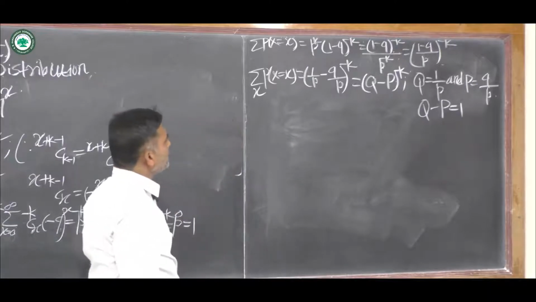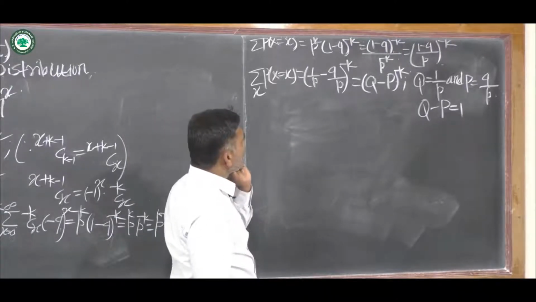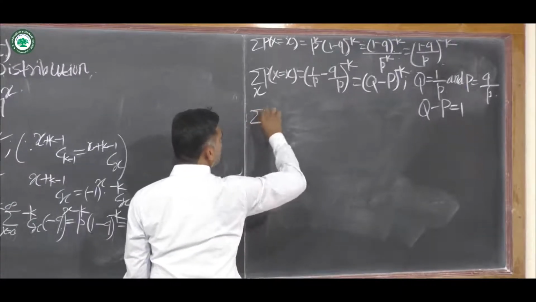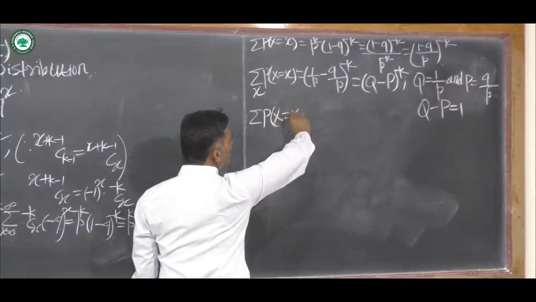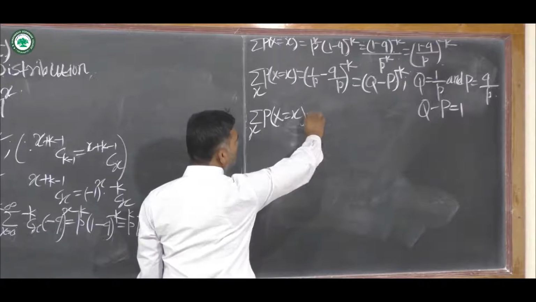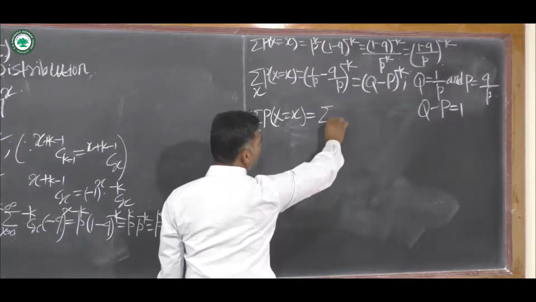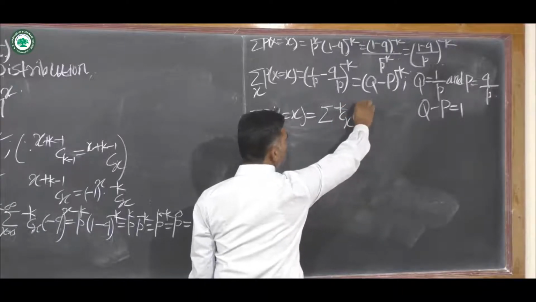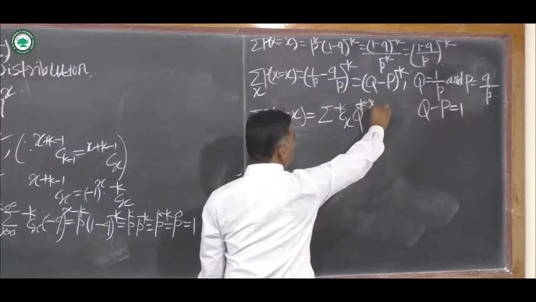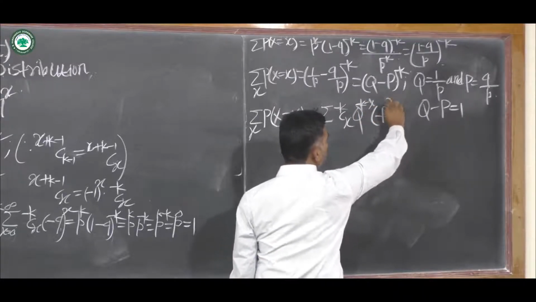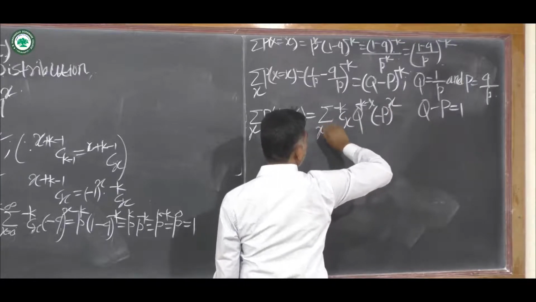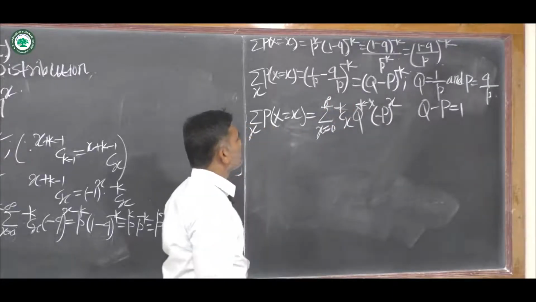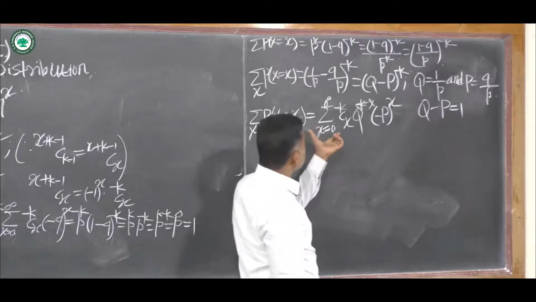Okay, then by using the binomial theorem, the summation of probability of X equal to small x is equal to the summation of minus k C x into q raised to minus k minus x into minus p raised to x, summation over x running from 0 to infinity. By using the binomial theorem we can write this one.